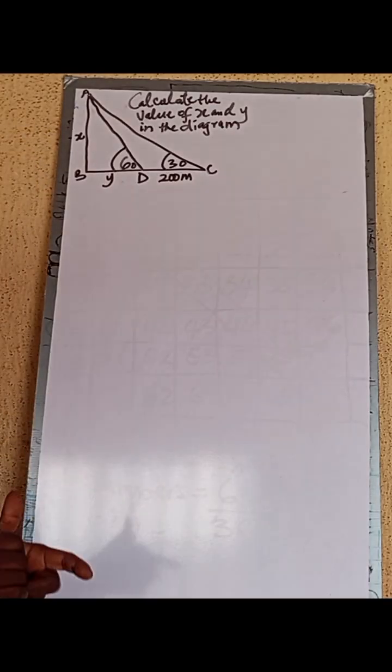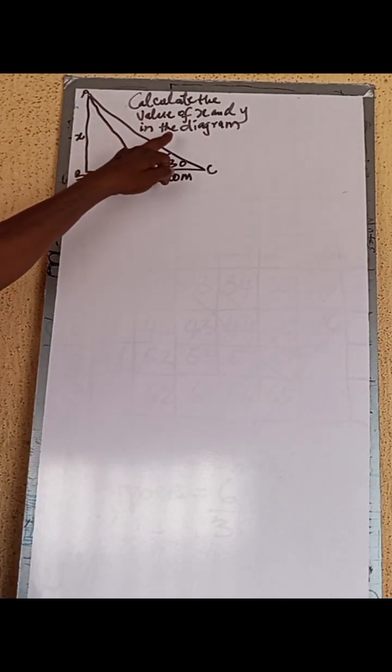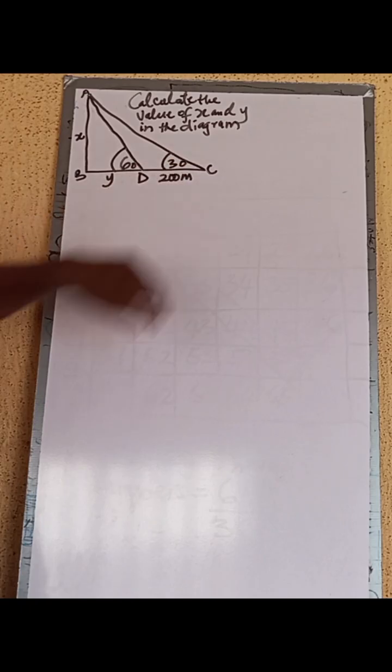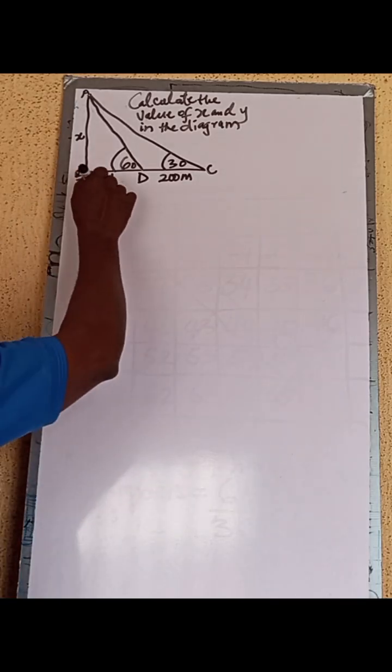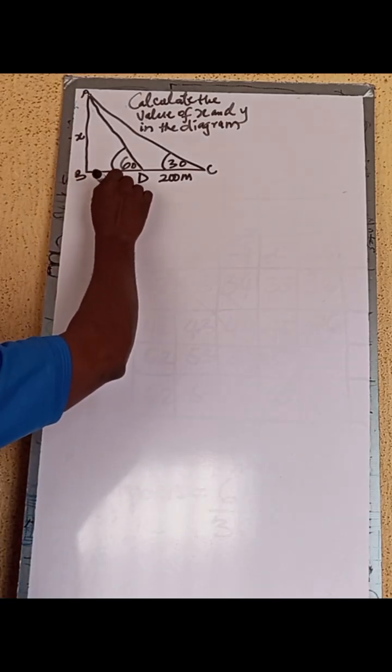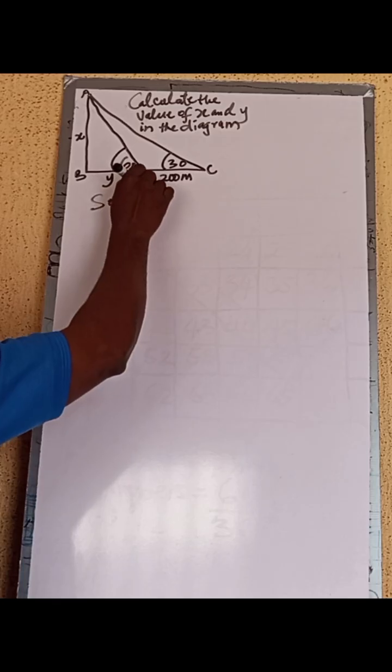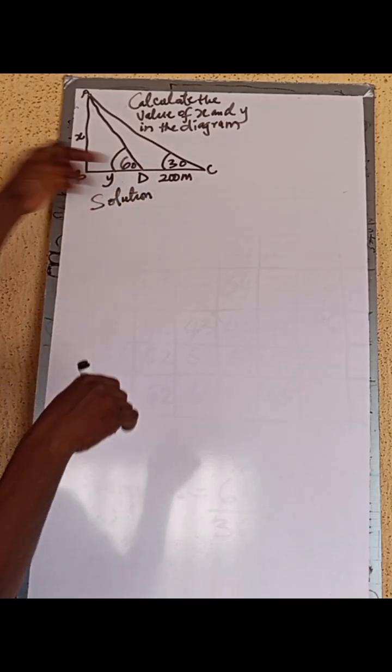It's saying calculate the value of x and y in the following diagram. Most WAEC exam or terminal exam, that's where you see this type of question. Quite simple. Then let's look at the solution. If you look at the diagram, there are two triangles.